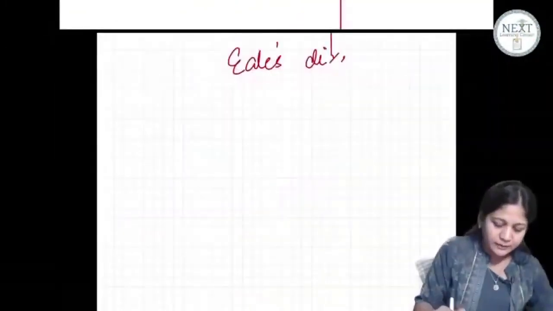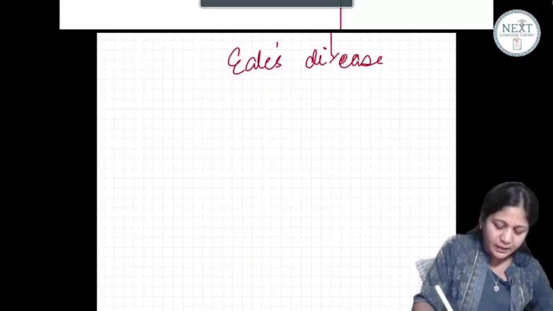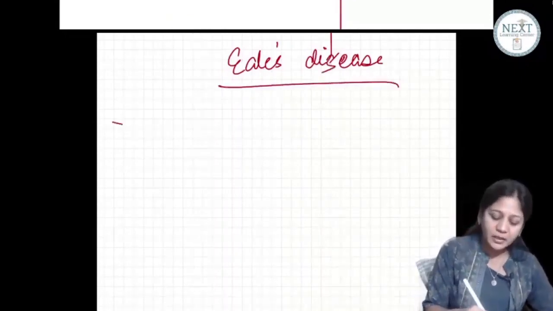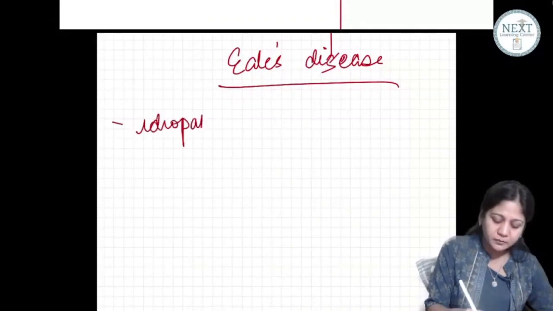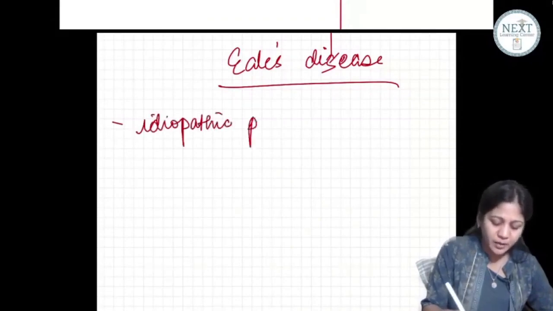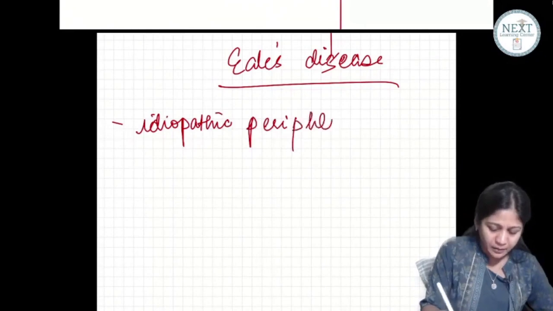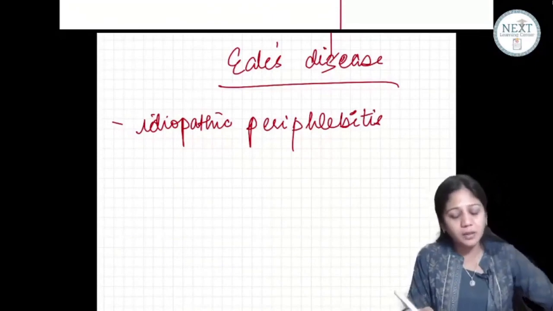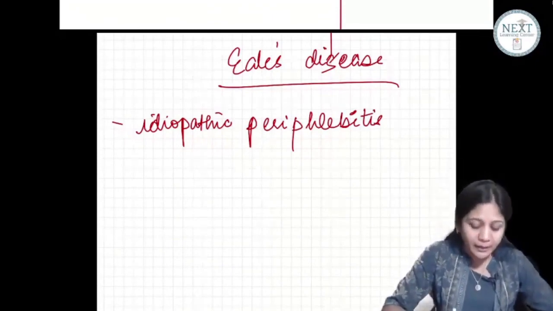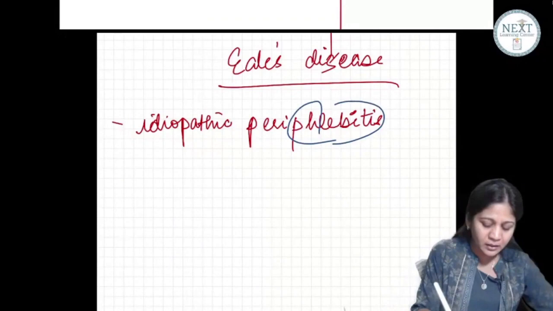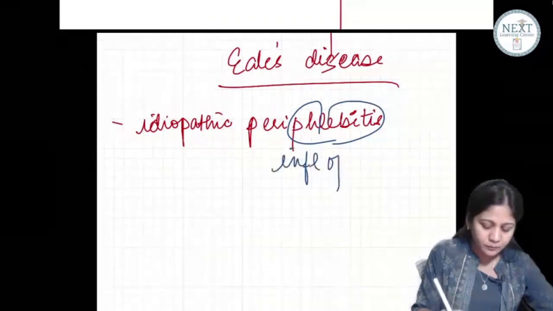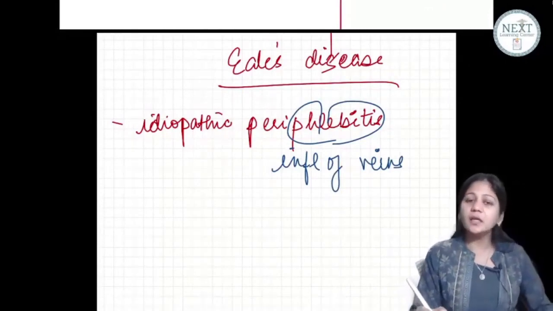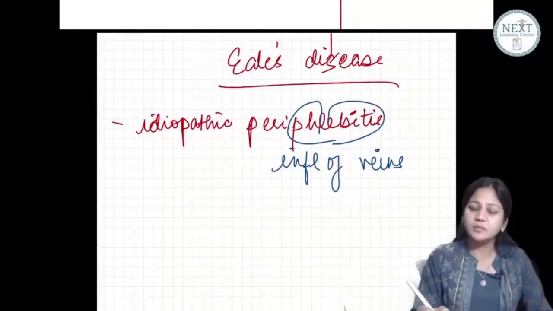The next topic for us is Eales disease. Eales disease, okay? Now, by definition, Eales disease is an idiopathic periphlebitis. Periphlebitis. The meaning of the word peri is peripheral. The meaning of the word phlebitis: phlebitis is inflammation of veins. Okay? So it is an idiopathic inflammation of veins.